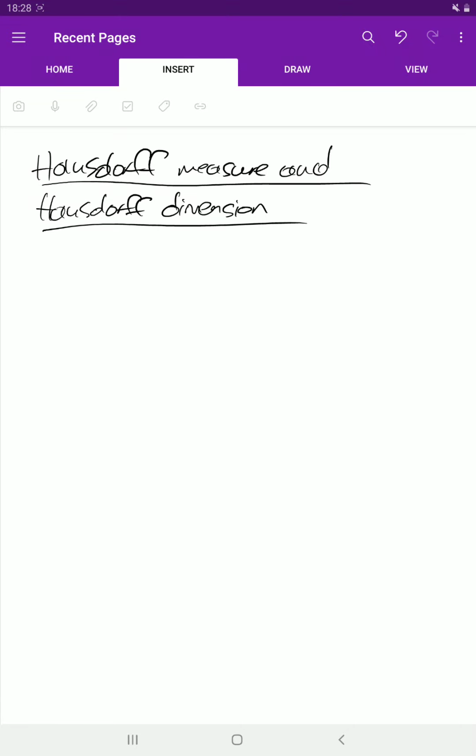Today we're going to talk about the Hausdorff measure and the Hausdorff dimension. You might have heard of fractals, so this is of interest for that area. And yeah, so let's see what it is.